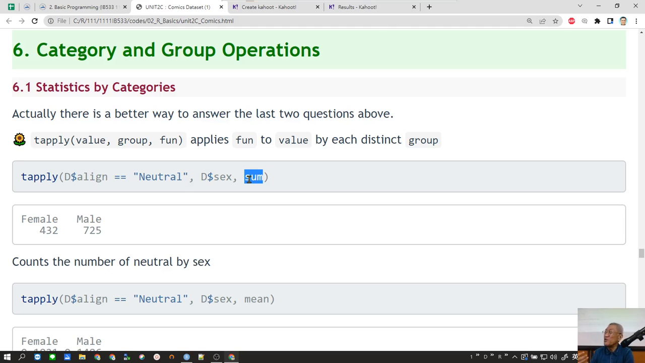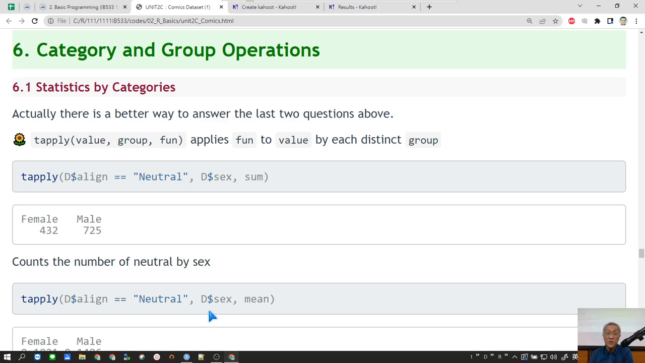Again, we are not teaching a lot of functions. We only have a handful of functions, okay? Now, we learn a new function, and this t-apply is very useful because it's used in what we mean by categorical statistics, right? I'm doing statistics by type, okay? I can do it by sex. I can do it by align. I can do it by eye color. I can do it by year of appearance, if I want to, isn't it?